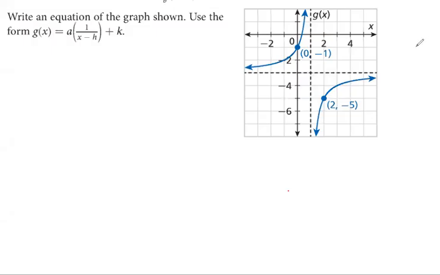Hello, everyone. So we are going to write an equation of the graph given. This is a graph for the rational function. If you remember, the parent function for a rational function was y equals 1 over x, and this was the basic one. It was going through 1 comma 1.